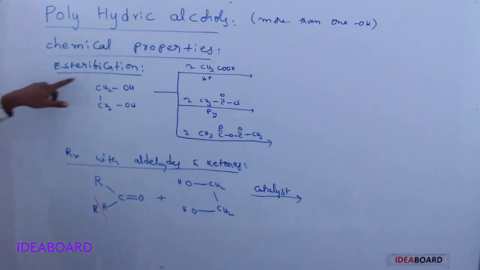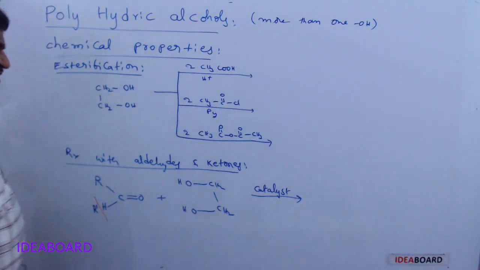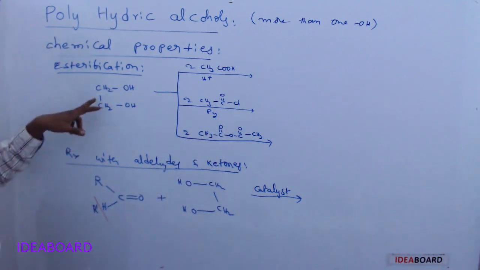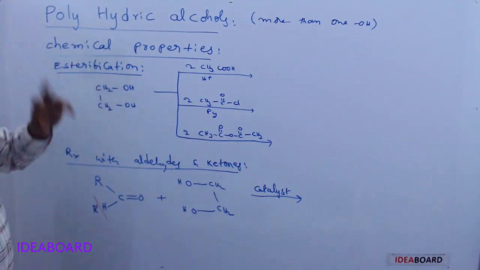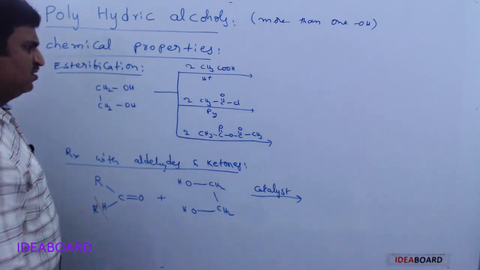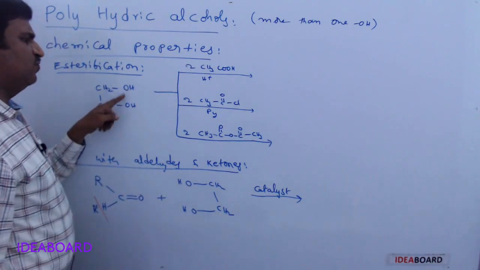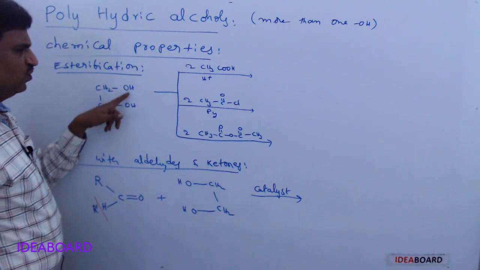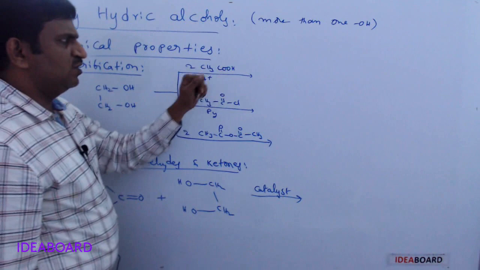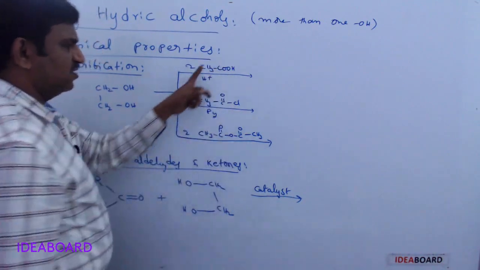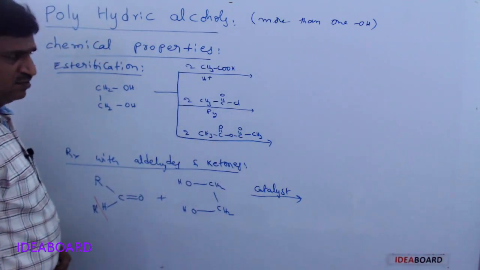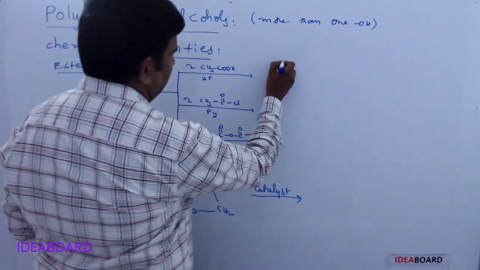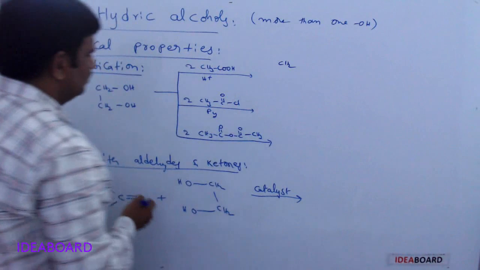The next one, the esterification process. As with alcohols, these ethers also undergo esterification. Diols or glycols also undergo esterification. For alcohols, we have one OH group. For diols or glycols, we have two OH groups. So two molecules of carboxylic acid or carboxylic acid derivatives are taken. Two molecules of acetic acid react with the glycol, forming CH2.